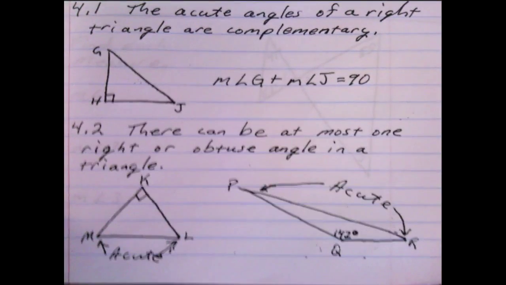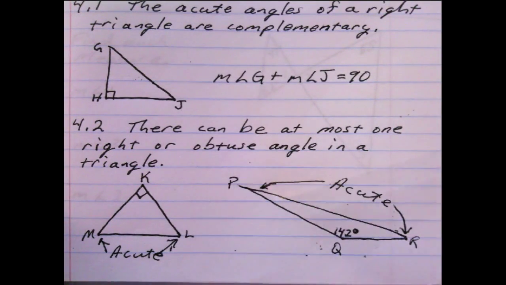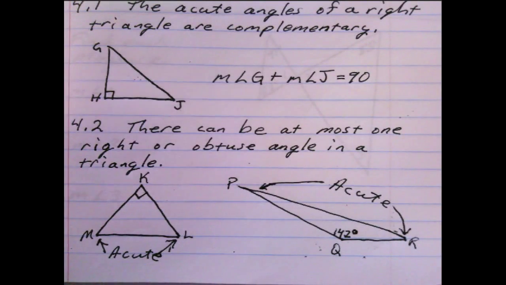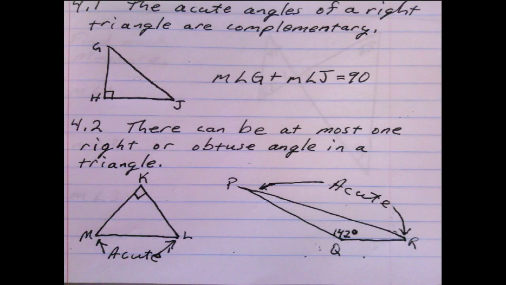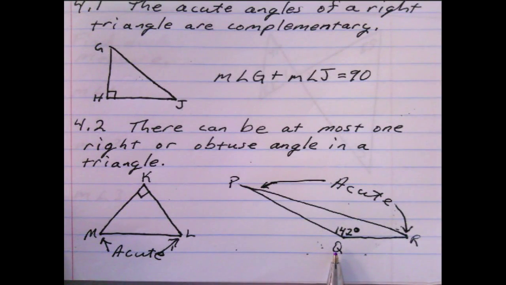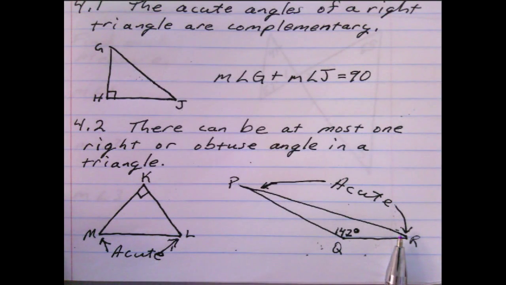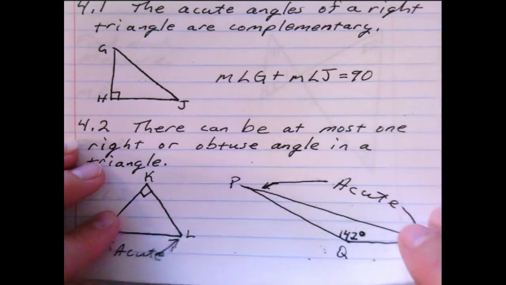Okay, and then the other corollary says that there can be at most one right or obtuse angle in a triangle. We know we can't have more than that because if we had two right angles, that's 180 degrees right there. So we don't have anything for the third. That doesn't make a triangle. Okay, so that's like this one here. And if we have an obtuse angle, then obviously these have to be acute because again, they have to add up to a total of 180. If this is already 142, you can't have another obtuse or right angle in there. Okay? So let's look at some examples then.